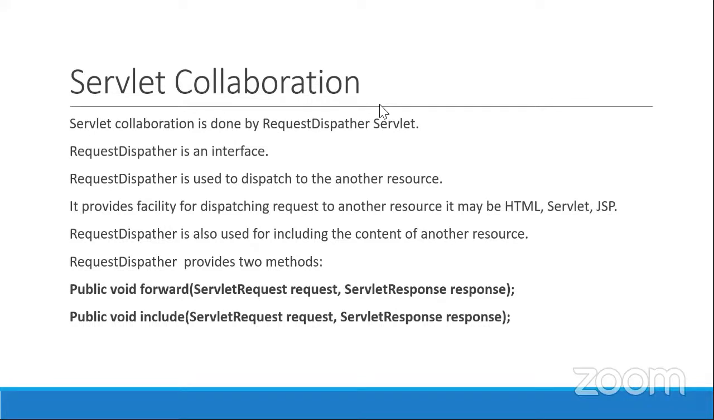And this RequestDispatcher interface provides two methods. One is the forward method and the other one is the include method. The forward method is used for forwarding a request from one resource to another resource. And about include, if we want to include the content of another resource in the same page, in an existing page, we can use this include method. Hope it's clear about request dispatcher.